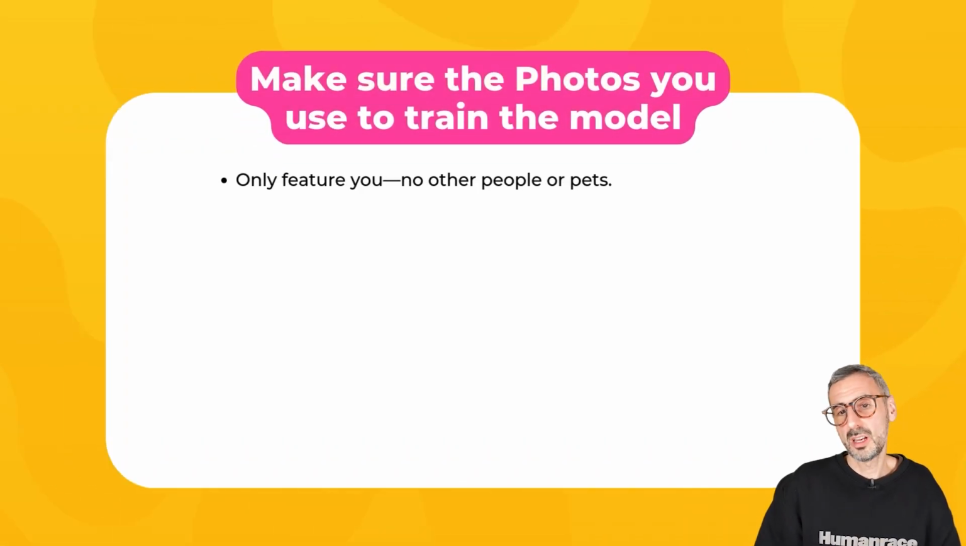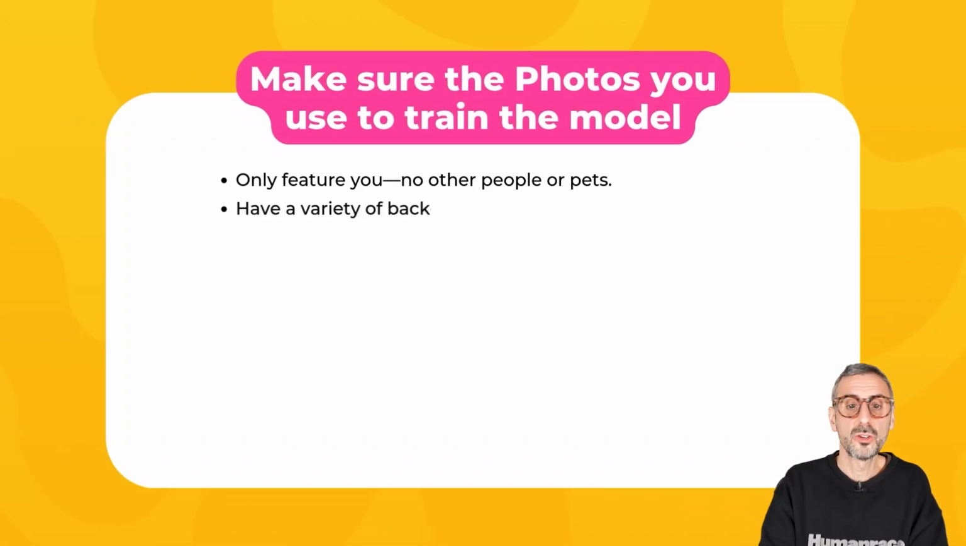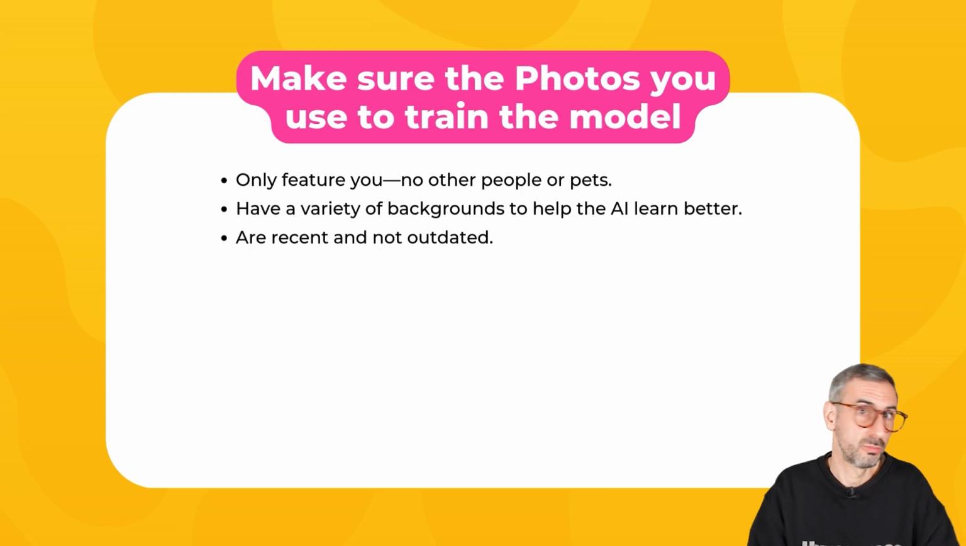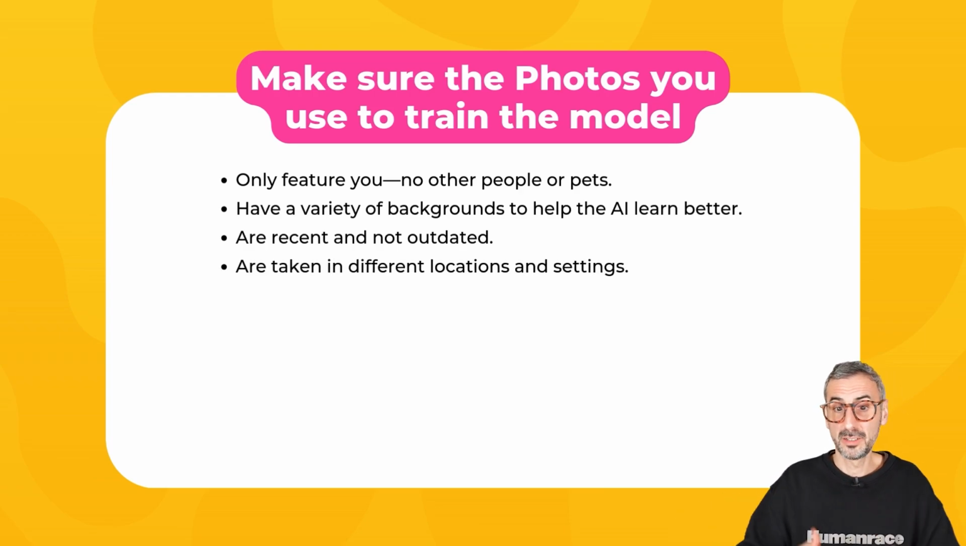All right, let me come back to Canva and show you some tips that were given to me by Headshots on what kind of photos you should use to train the model. So this is going to be the second model I train, and I can show you a side-by-side comparison after if you're interested in that. But first, some tips. You should only upload photos that feature you. You should choose a set of photos with a variety of backgrounds that will help the AI learn better. Choose some recent photos, so nothing more than 2 years old maybe. Include some photos that are taken in different locations, different settings. That should also help the AI.